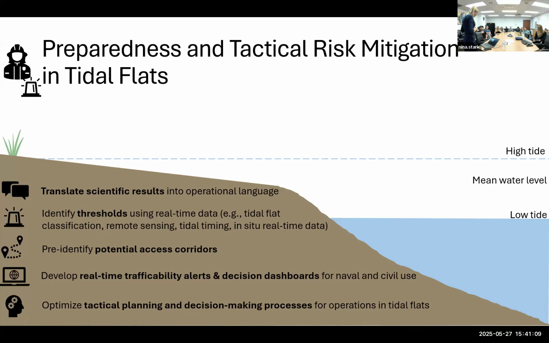So it's important to identify thresholds using real-time data. And then, for instance, to combine tidal flat classification with remote sensing, and then in situ real-time data for those specific points, and then to get the big picture and to get something like a real-time trafficability alert and decision dashboard to go. And before a mission happens, or before a disaster happens, identify corridors, so areas where you want to focus on. Yeah, and then the idea is to optimize tactical planning and decision-making processes for operations in tidal flats.